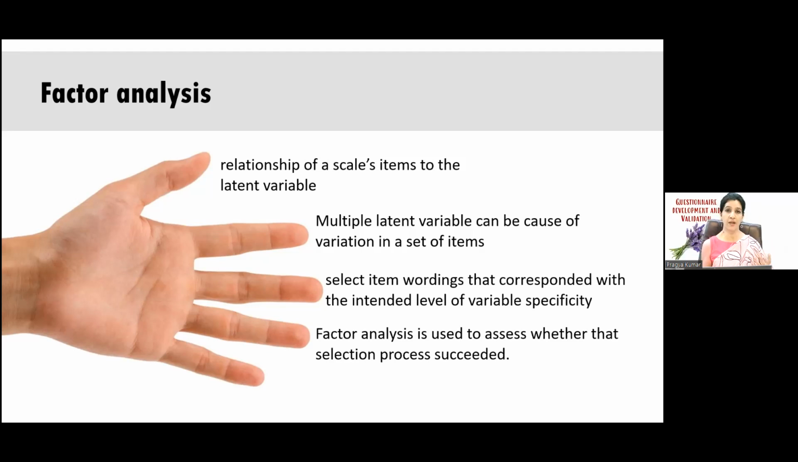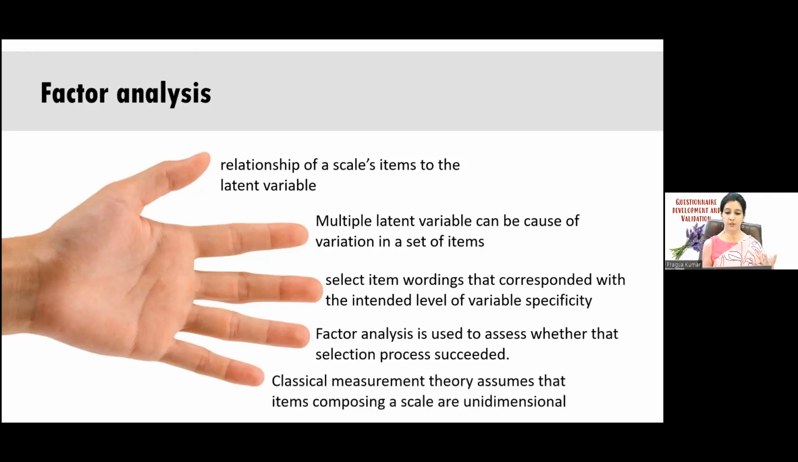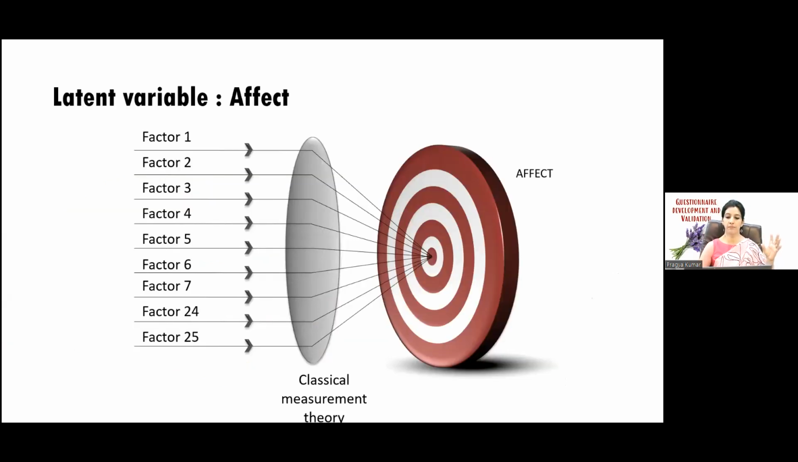So basically this factor analysis is used to assess whether that selection process, the items which you have selected, has succeeded or not. And it is based on the classical measurement theory. There's another theory which is known as the item response theory, or IRT, but we are not going to discuss that. This factor analysis is based on the classical measurement theory, which states that a particular scale is unidimensional. That means all the items are measuring the same single construct.